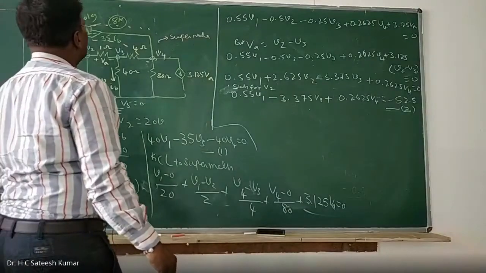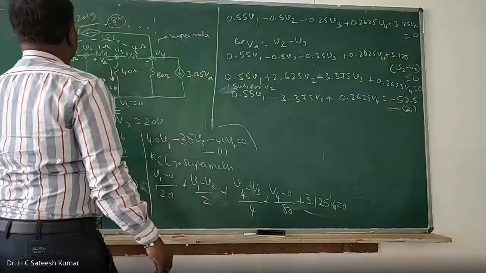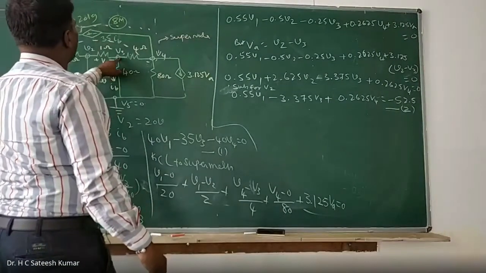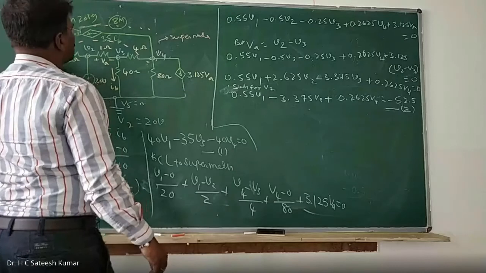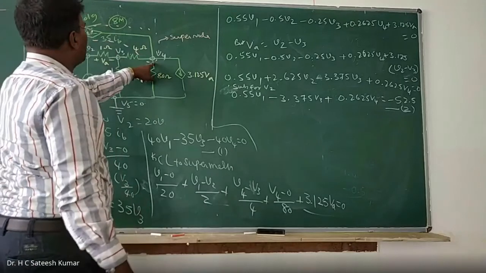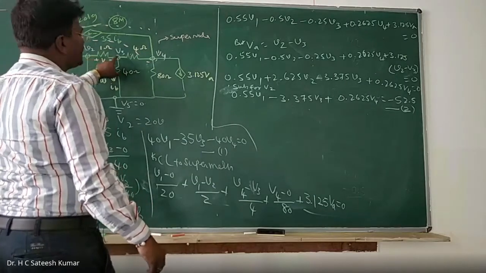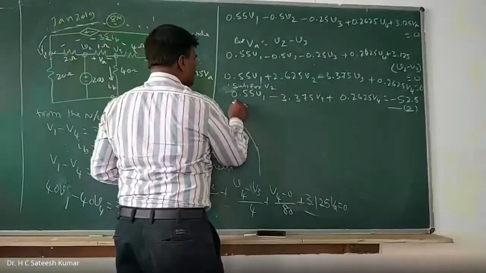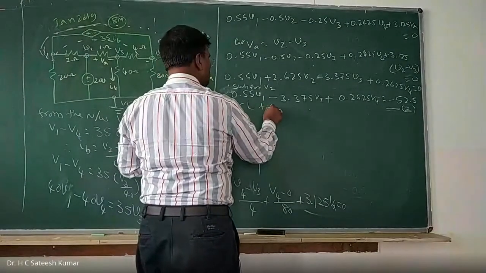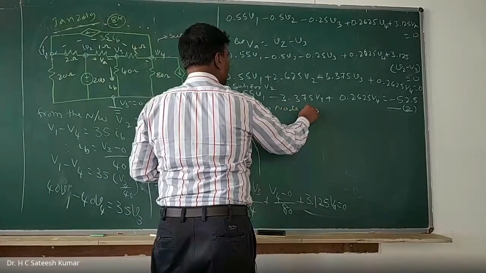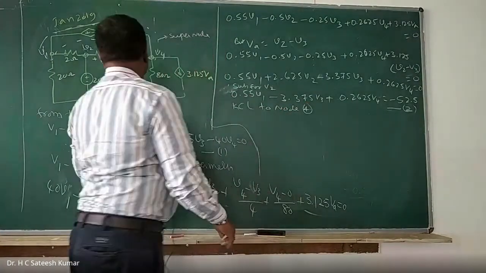Now we got this, right. Now you go for the KCL to node. See, V1 and V4 are combined together as a super node. V2 we know from the network itself. V3 only is left out. So KCL to node 3. What is that?